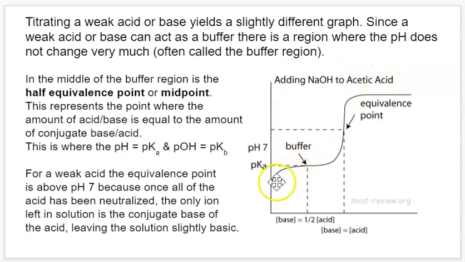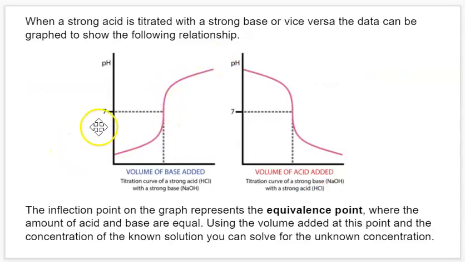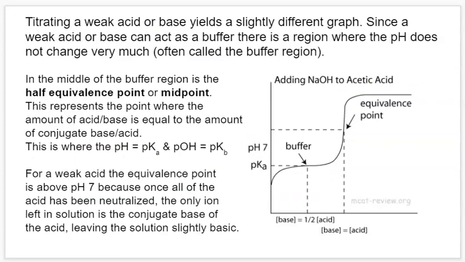weak acid. We start at a low pH, and then there's this portion here where it kind of flatlines for a bit, where the addition of a bunch of this base doesn't change the pH very much. And we call this the buffering region. And you'll see that that doesn't really exist on strong acid and strong base titrations. It just kind of has this consistent exponential curve to it.